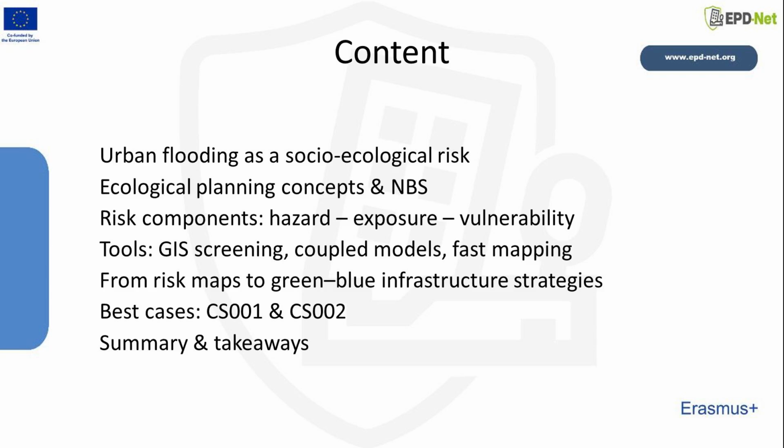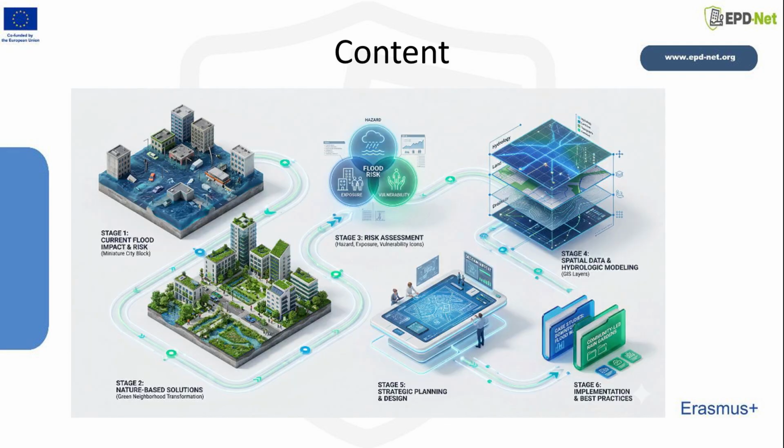Third, we formalize risk through hazard, exposure, and vulnerability so that everyone in an interdisciplinary team uses the same mental model. Then we review the main tool pathways: GIS-based susceptibility screening, coupled hydraulic modeling, and fast mapping, approaches that trade detail for speed. After that we focus on what makes a map decision ready: explicit assumptions, scenario framing, and clear limits. We finish with CS001 and CS002, then summarize the key takeaways and point you to the references.